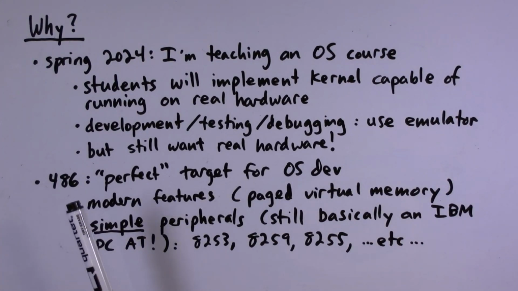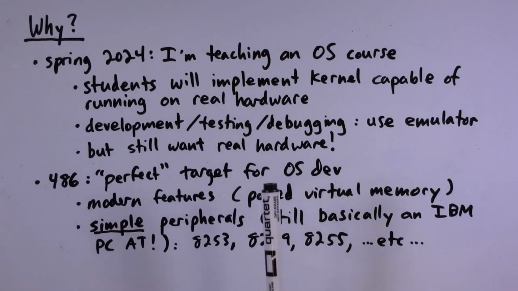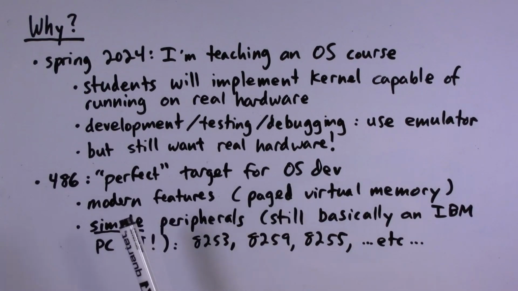The reason that the 486, and to some extent the 386, are excellent targets for operating system development is because they really are modern CPUs. And the big thing that they have is paged virtual memory. They have an actual proper memory management unit. And this really was the feature that prior x86 CPUs lacked that prevented serious operating system kernels from running on that hardware.